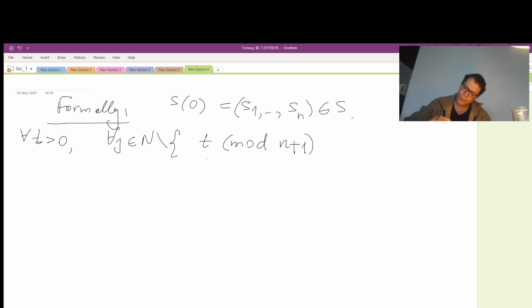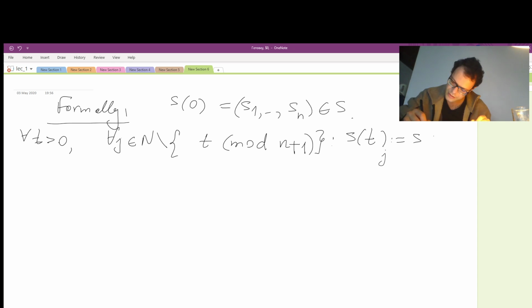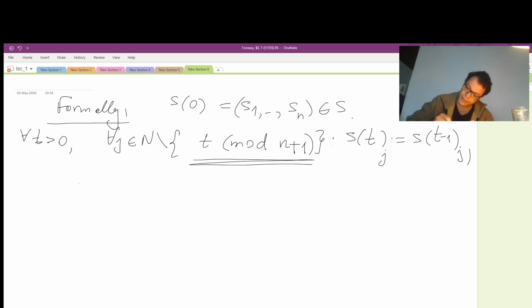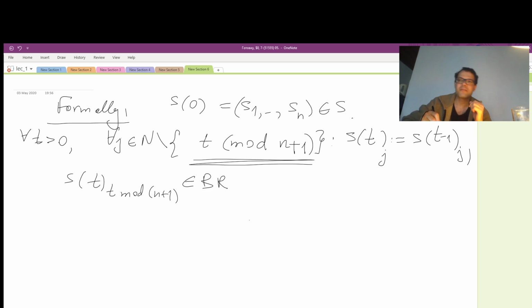So all the players besides the active player, s_t of player j is defined to be whatever that player did before, at time t minus 1. But the player t modulo n plus 1 just best responds. Now it's a best response. There may be several, so it belongs to the set of best responses. Formally, best responding is a set.